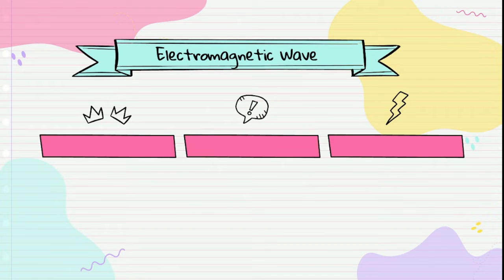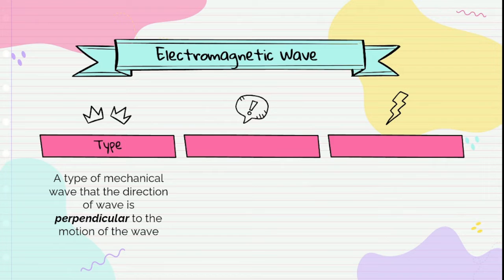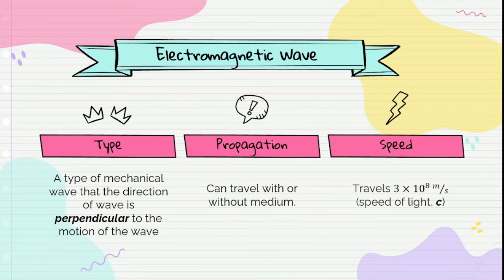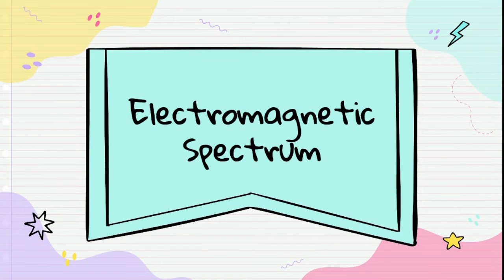Now, describing the characteristics of electromagnetic waves, it is a type of transverse wave in which the direction of the wave is perpendicular to the motion of the wave. It can travel with or without a medium, and it travels at 3 times 10 raised to the power of 8 meters per second, or the speed of light. We have now unfolded the nature of electromagnetic waves.